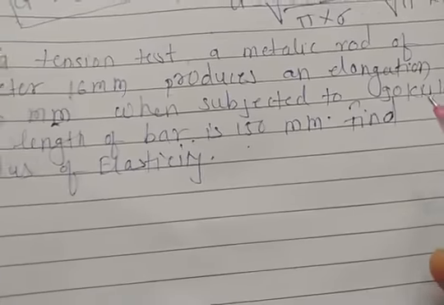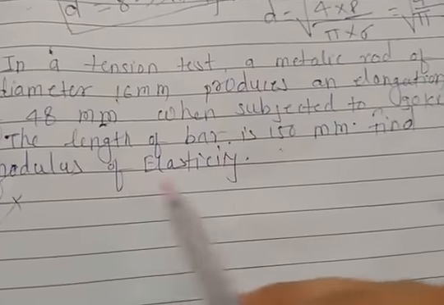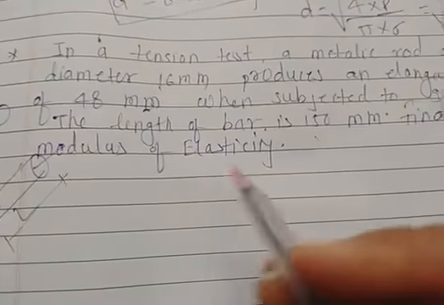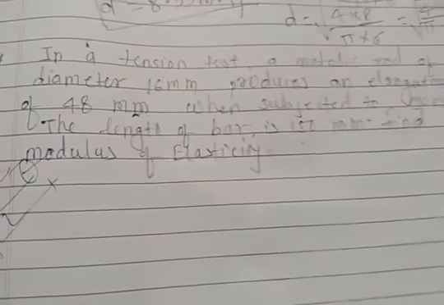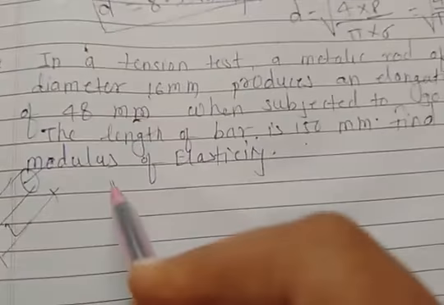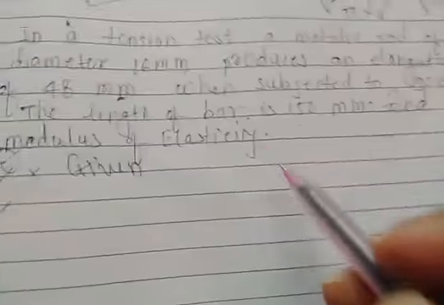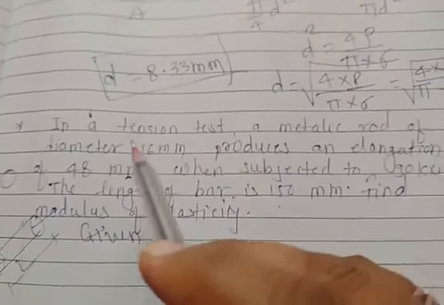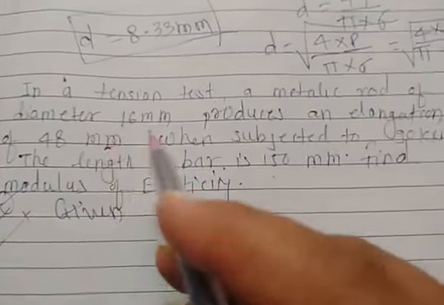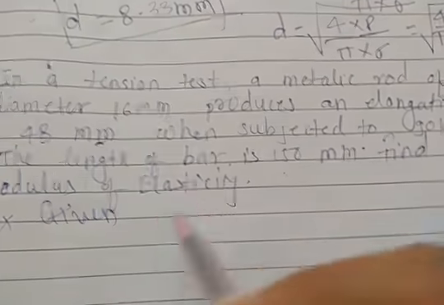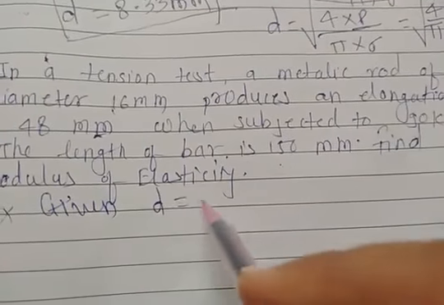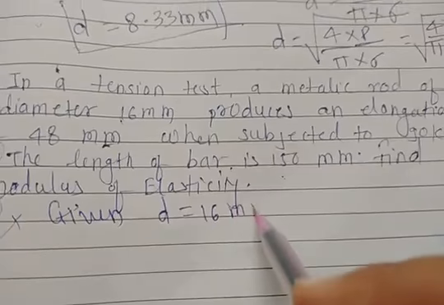Okay, so load is also given here. The length of the bar is 150 mm, and you have to calculate the modulus of elasticity. First I will write down the given things. In a tension test, a metallic rod having diameter 16 mm, so D is given here, which is 16 mm.